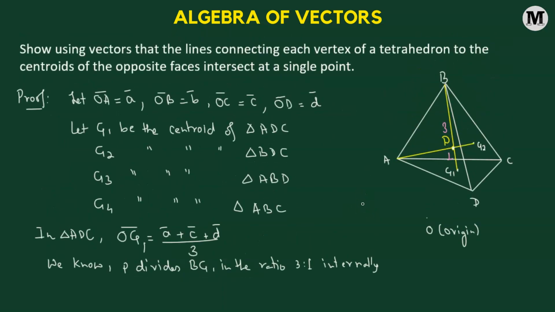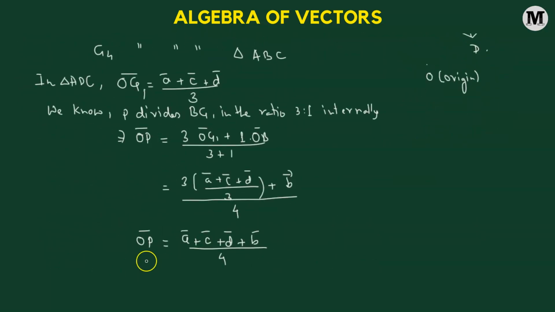Now, next, let's take the triangle BDC. We have the position vector of the centroid G2, which will be the vectors D, C, and B, their sum divided by 3. Again, we'll use the fact that P divides AG2 in the ratio 3:1. When we apply the internal section formula, we'll see that the position vector of this point P again comes out to be the sum of the 4 vertices of the tetrahedron divided by 4.